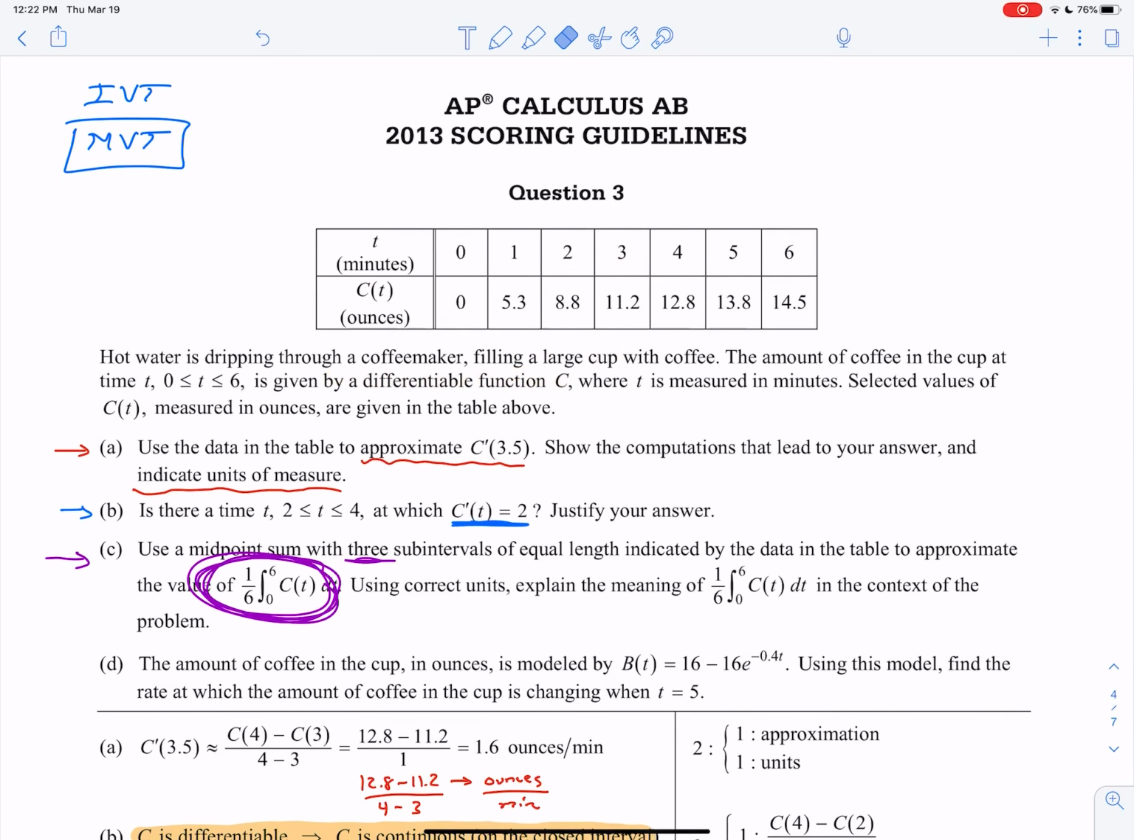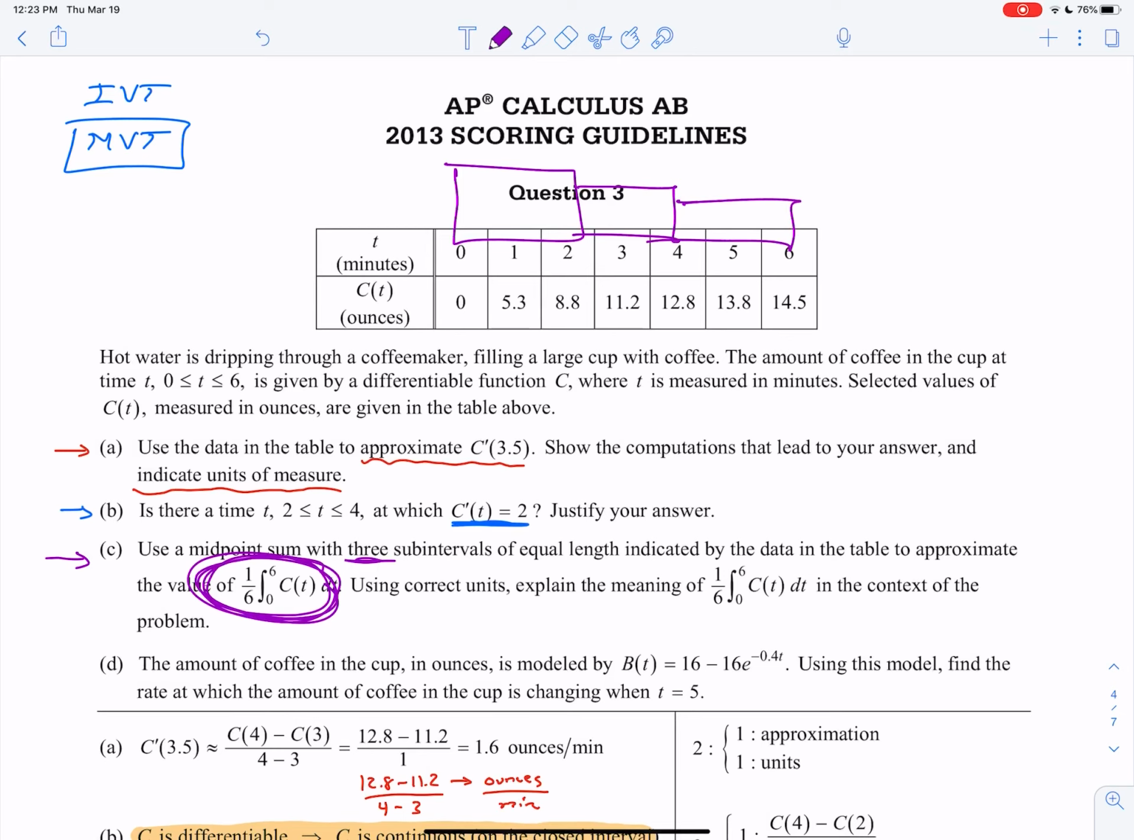Notice how they want us to go from 0 all the way to 6, but they only want us to use 3 subintervals. So I'll explain this two ways. The first way, you're drawing 3 rectangles from 0 to 6. So the only way to do that is if you have a horizontal distance of 2.